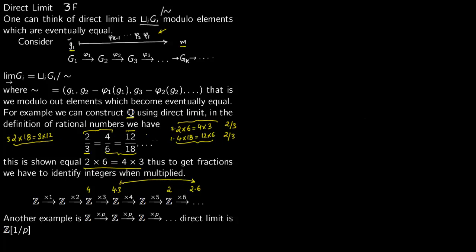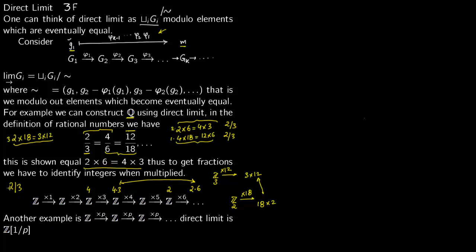And similarly for other elements like this, you will have 2 times 18, 3 times 12. Now 2 times 18 will come somewhere really far here. You are multiplying by 18, so you will have 2 times 18. This will be equal to 3 times 12. So 3 times 12 will come somewhere here where you will have integers. It's multiplication by 12. And then you will identify these two. So all these identifications will produce just a single element, 2 by 3.